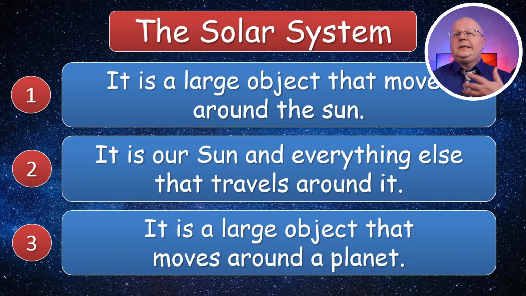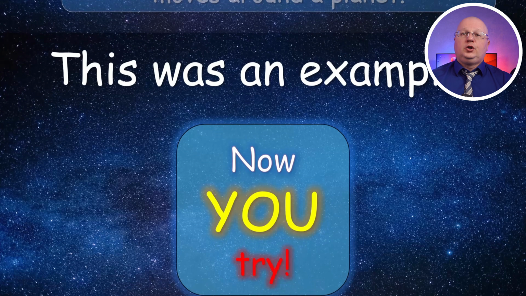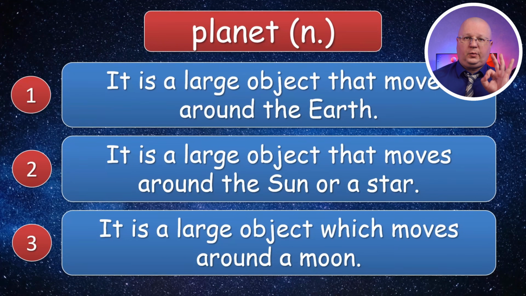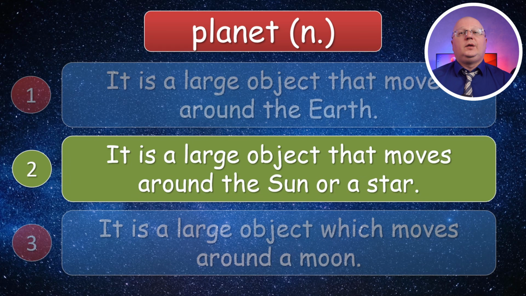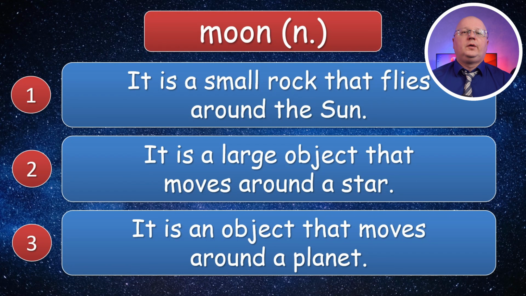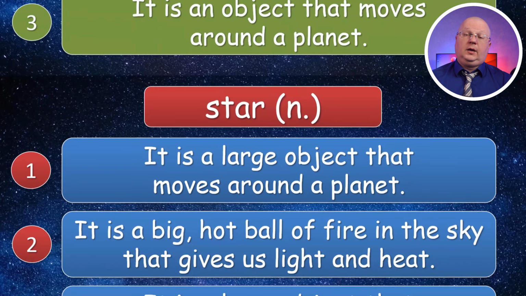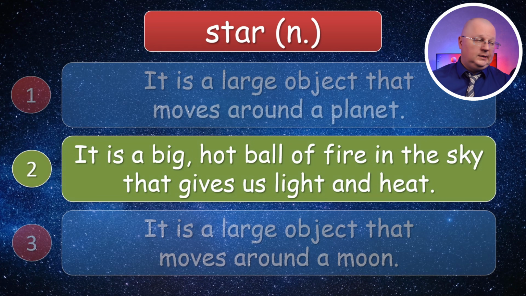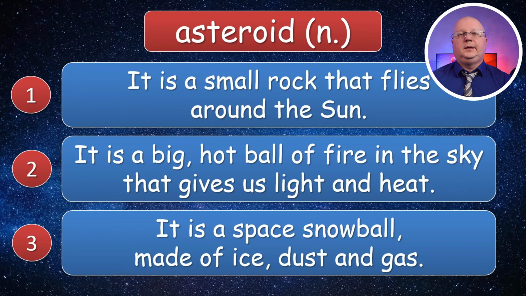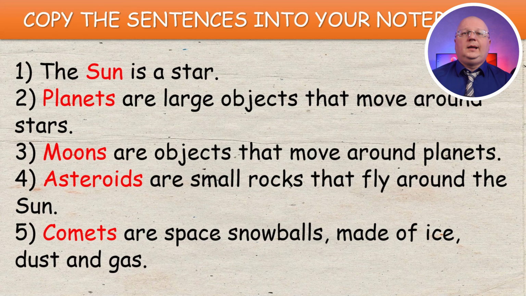Finally, do a definitions activity. Show the word and give them 3 definitions. They need to match the word to the correct definition. If you have a large class, do it as a group activity. At the end of the lesson, have your students copy the sentences into their notebooks. The goal is for them to remember 5 key objects in the solar system and be able to define them.